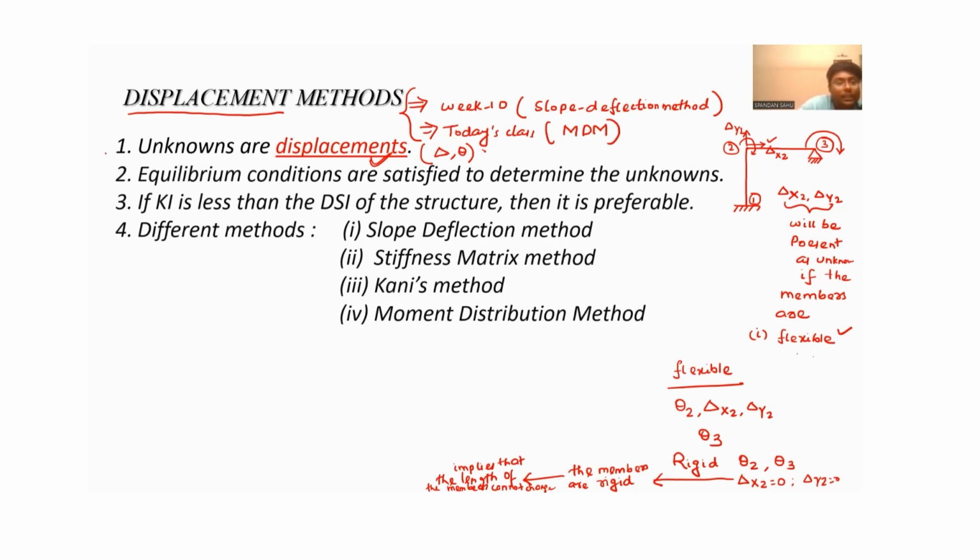Second, the second statement is in displacement method, the equilibrium conditions are satisfied at joints to determine the unknowns, and the unknowns are displacements in nature. But when force method comes, then what thing we generally satisfy to get the unknowns, that are movements or forces?